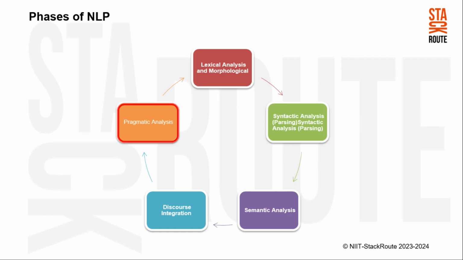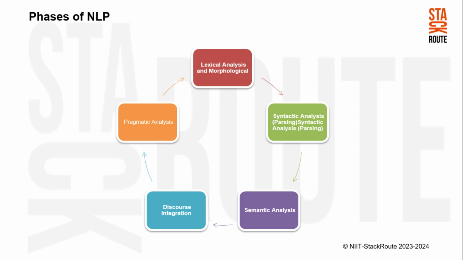5. Pragmatic analysis. Pragmatic is the fifth and last phase of NLP. It helps you to discover the intended effect by applying a set of rules that characterize cooperative dialogues. For example, open the door is interpreted as a request instead of an order.